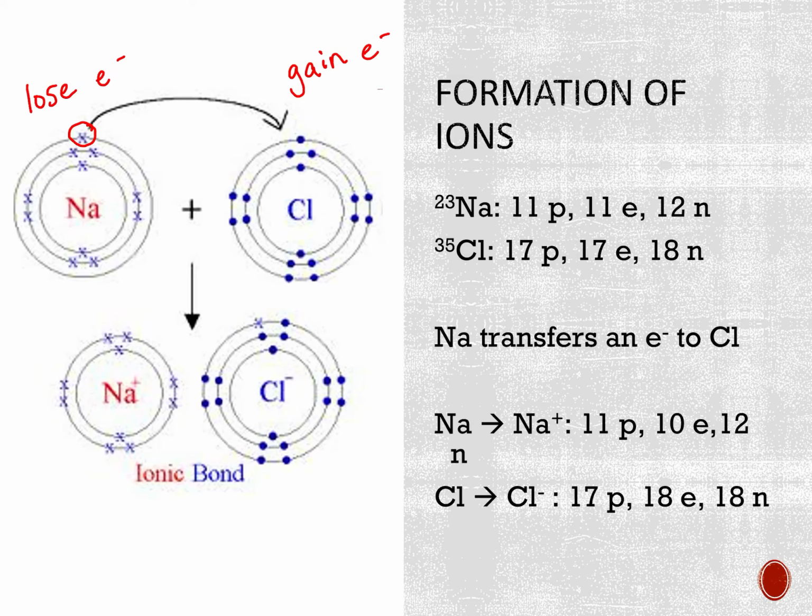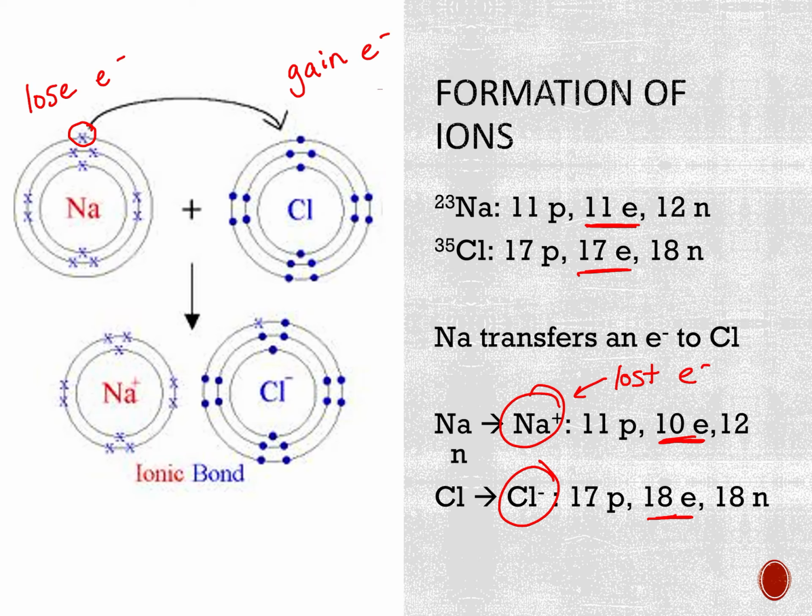When we look, sodium now has lost an electron and chlorine has gained an electron. So if you're asked to write the protons, neutrons, and electrons of an ion, like sodium Na+ or Cl-, the plus tells you it has lost an electron.